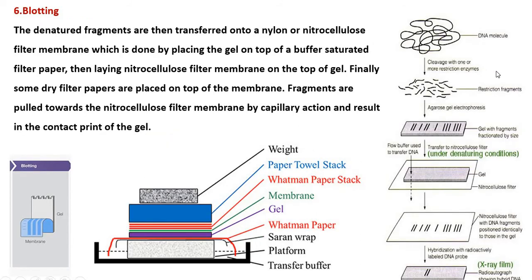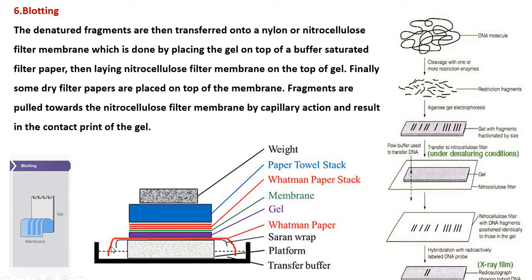Blotting. These are the steps we previously studied. First, the genome is isolated. It is fragmented into multiple fragments by using multiple restriction enzymes. The fragments are electrophoresed through agarose gel electrophoresis. The gel is now transferred to the blotting apparatus, called the Southern blotting apparatus.